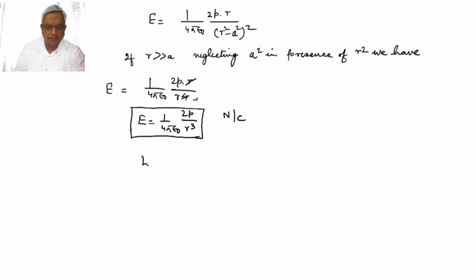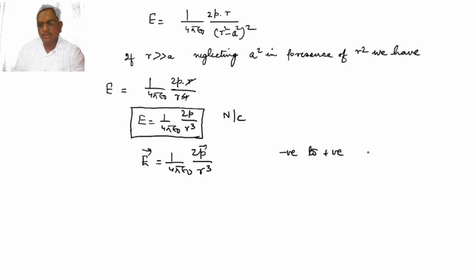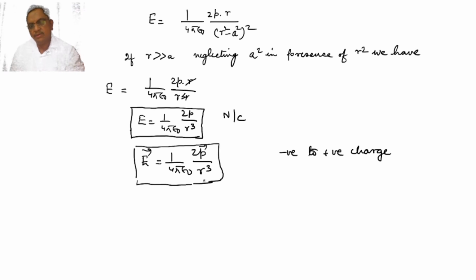The direction of electric field will be according to the dipole moment, that is 2P by R cube, from negative to positive charge. With the help of this we can calculate the electric field, and its direction will be according to the dipole moment direction, along the axis. This is all about the electric field intensity due to the electric dipole on its axis.